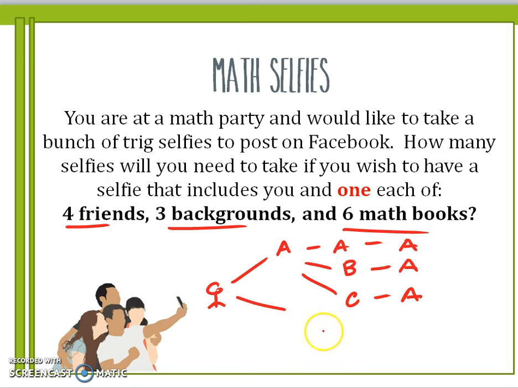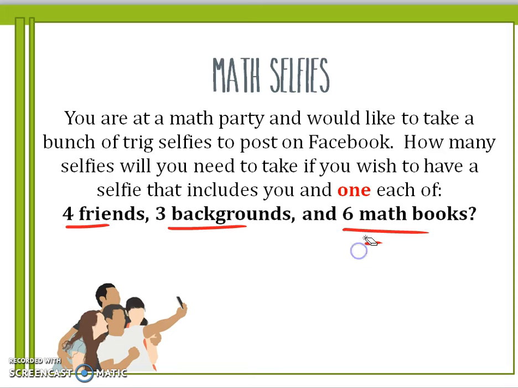Now, basically, we'd have to go through and find all these possibilities. And if you're thinking ahead with me, that's a lot. So instead, what we're going to institute is the fundamental principle of counting, also called the multiplication principle. Instead of doing all this, what I can say is that I have 4 friends to choose from in my picture, 3 backgrounds to include, and 6 math books to choose from. When I do that, I find that there's 72 possible ways to organize my selfie.